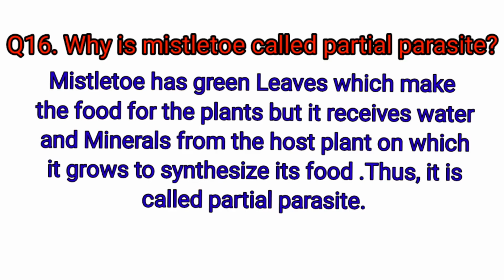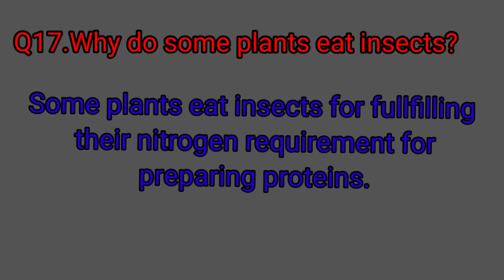Why is mistletoe called partial parasite? Mistletoe has green leaves which make the food for the plant, but it receives water and minerals from the host plant on which it grows to synthesize its food. Thus, it is called partial parasite. Why do some plants eat insects? Answer: some plants eat insects for fulfilling their nitrogen requirement for preparing proteins.